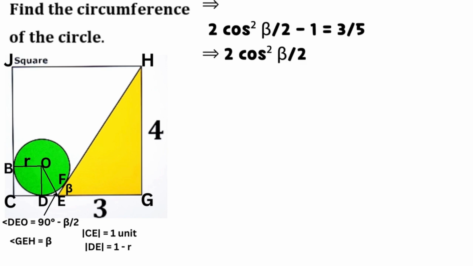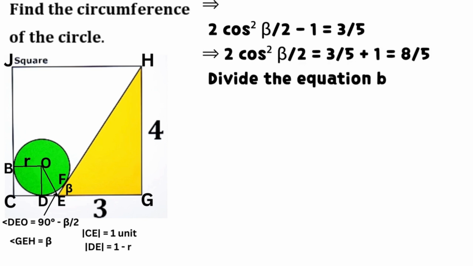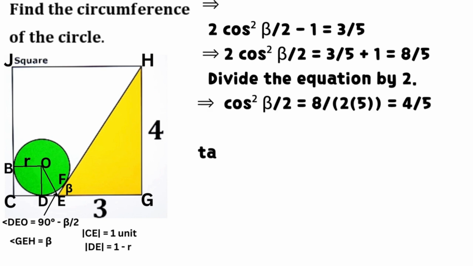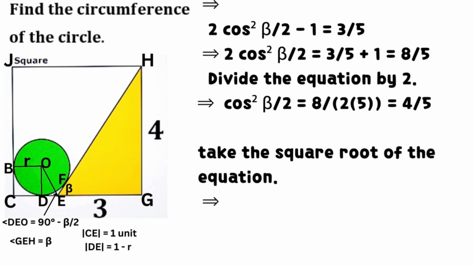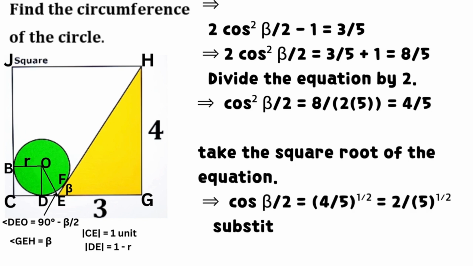This implies that the product of 2 and cosine square half of beta minus 1 equals 3 divided by 5. It implies that the product of 2 and cosine square half of beta equals the sum of 3 divided by 5 and 1, which equals 8 divided by 5. Divide the equation by 2. We have that cosine square half of beta equals 4 divided by 5.